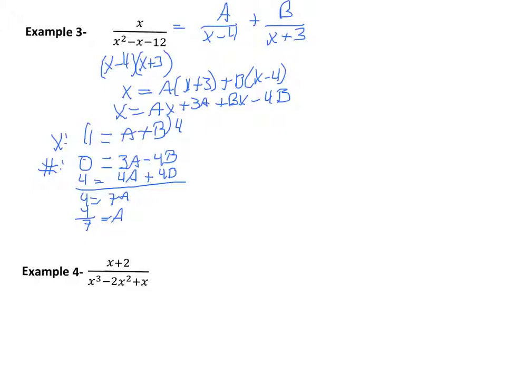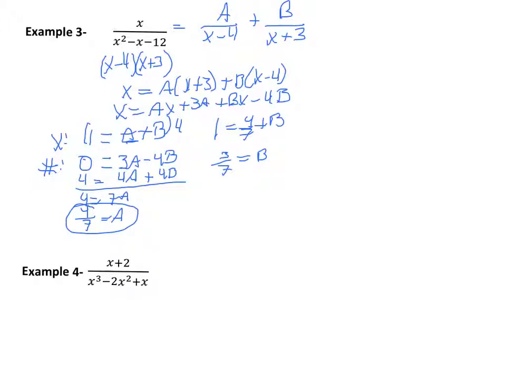Now here's where systems can suck, okay? Because now I got to plug that in, but this one's not too bad. So I know a is 4 over 7. We'll plug it in right here. So I have 1 equals 4 over 7 plus b. What's 1 minus 4 over 7? 3 over 7, right? So we get b equals 3 over 7, and we're done.